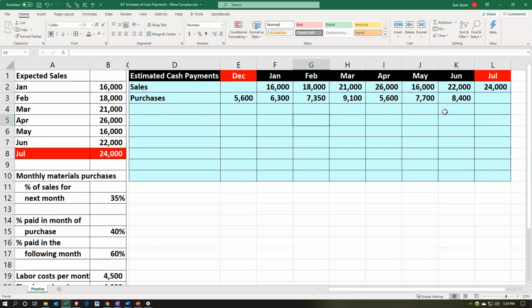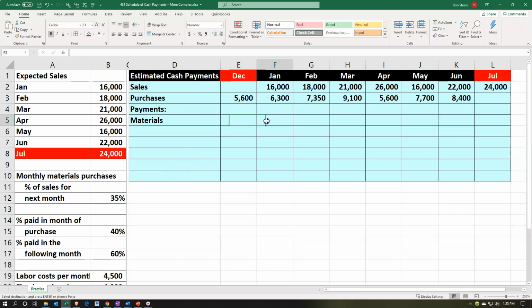Then we're going to pick up the payments, calculating our payments. This is where the real focus is, on the actual payments. These purchases we're going to assume went through accounts payable, and now we're going to figure out how much of them were paid and what period they were paid in. So we've got the materials purchases. Now we could break this out into two separate sections, because it says here that a percent is paid in the month of purchase, and then we have a percent paid in the following month.